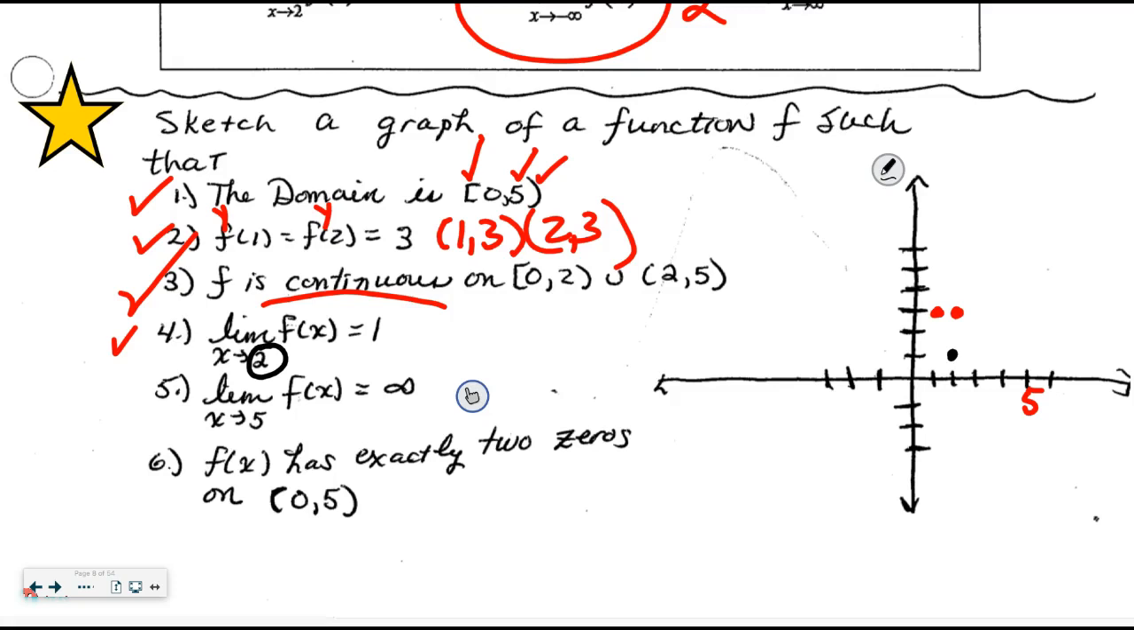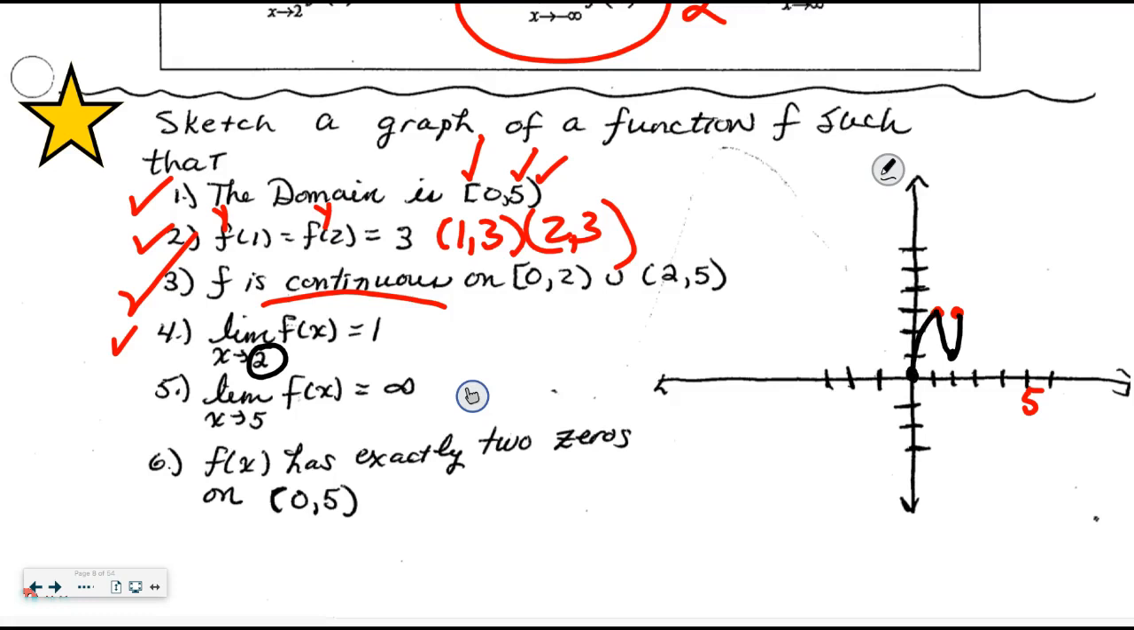All right, so let's approach 2 from both directions and be at 1. How about that and that? As I approach 2 from both directions, I'm at 1. That'll work. As I approach 5, I have to go to infinity. All right, now, it doesn't say anything about f of 0, right? But I was supposed to start this journey at 0, so you can start it anywhere you want. I think I'll just start mine right here.